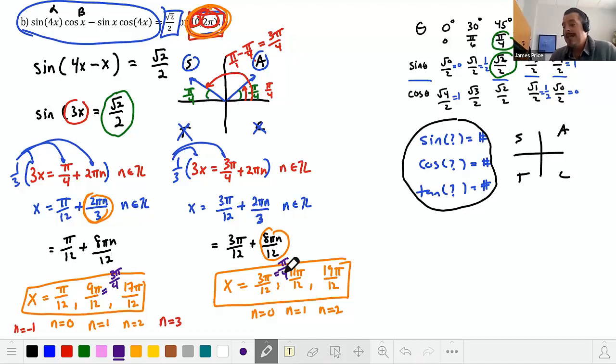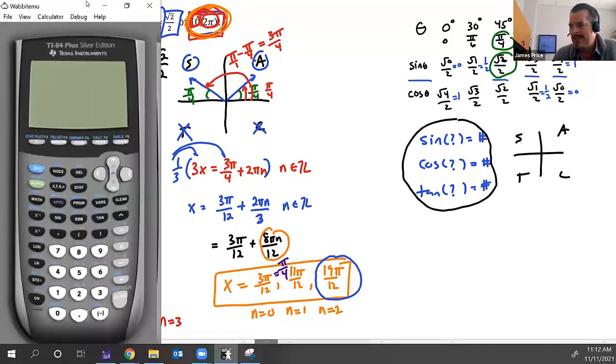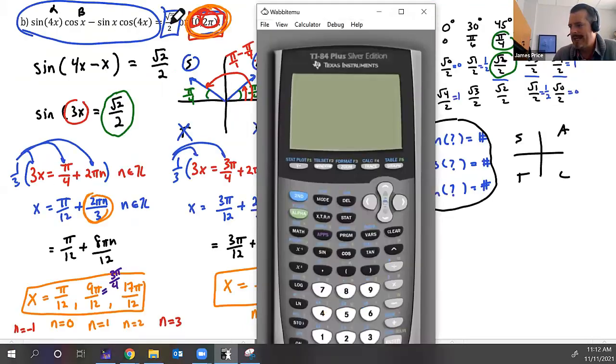And we can then check our work on this if you want. So let's do that, because I have made several mistakes so far on this review, and by checking my work, I found them. So let's check our work by using that number right there. So that's 19 pi over 12. If I did this right, I should be able to plug this into my original equation over here and get out root 2 over 2. So let's do that.